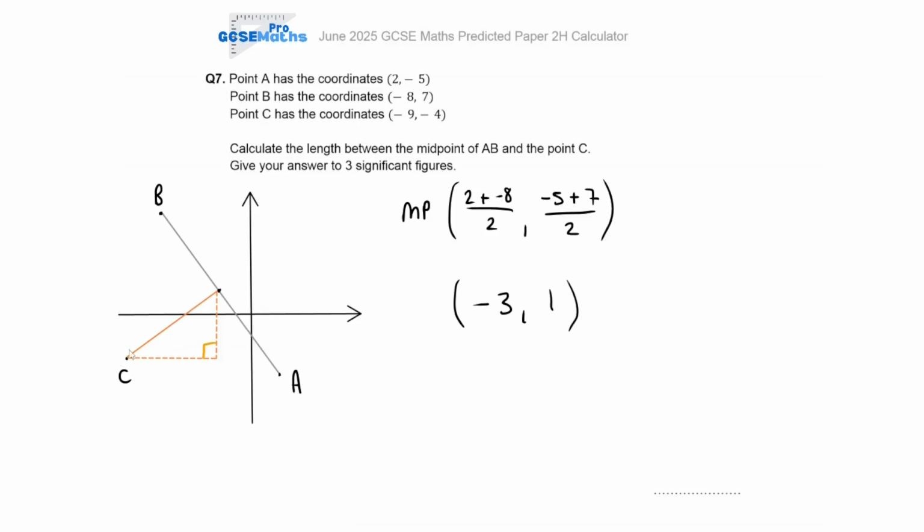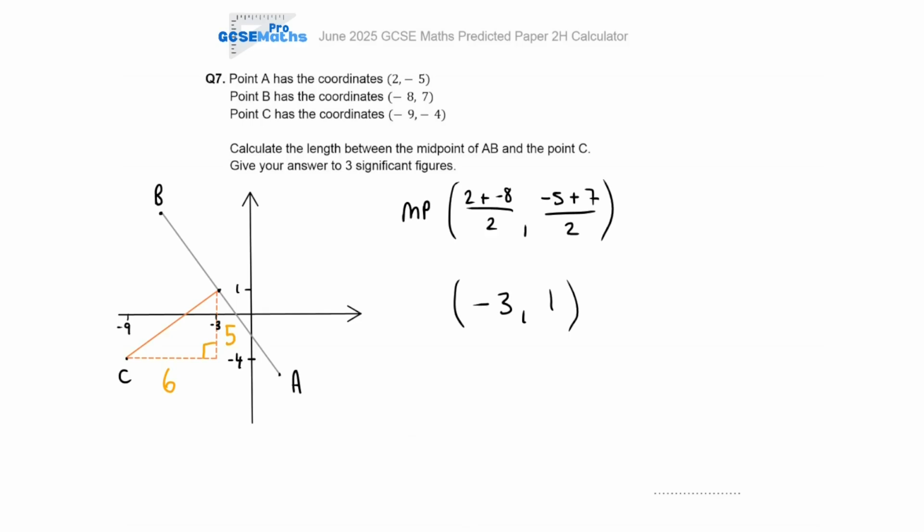Now, as you can see, our orange line is a diagonal, so we're going to be using Pythagoras' theorem to work out the length of it. So C, we know, is at -9, and then our midpoint is at -3. So do you see how the length of this horizontal side of my triangle is going to be 6, isn't it? Then let's look vertically. So C, we know, is at -4. And then our midpoint, we've just worked out, is at 1. So that height of that triangle is 5.